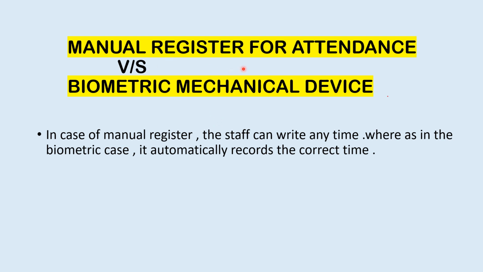Next comes the manual register for attendance versus the biometric mechanical device. You know, there used to be a register in which you had to write by hand and sign. The staff can write any time whenever they enter. They may enter a little later, but they can write the previous time. But if it is a biometric device, there will be no chances of fraud, and the biometric mechanical device will automatically record the correct time, and internal check will take place automatically.